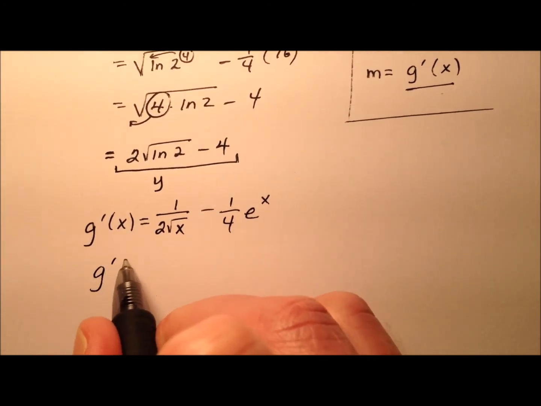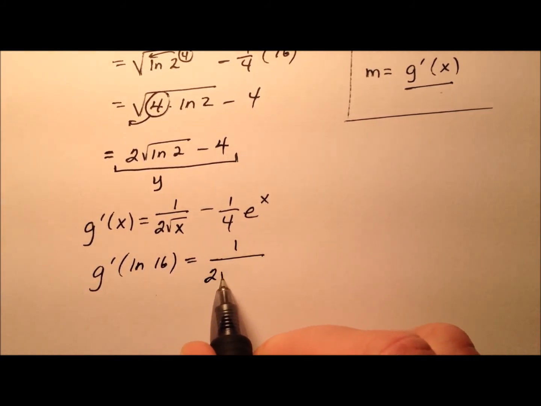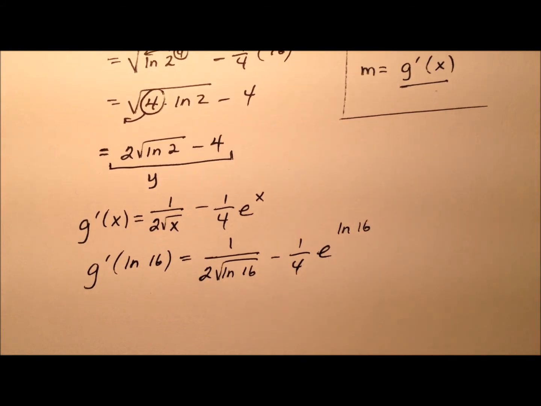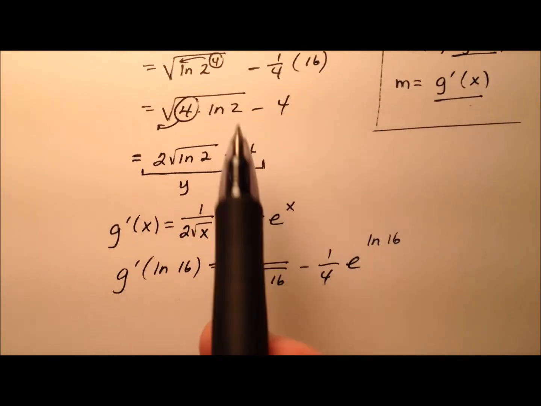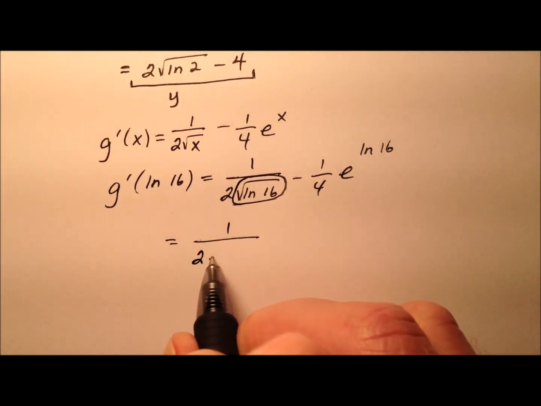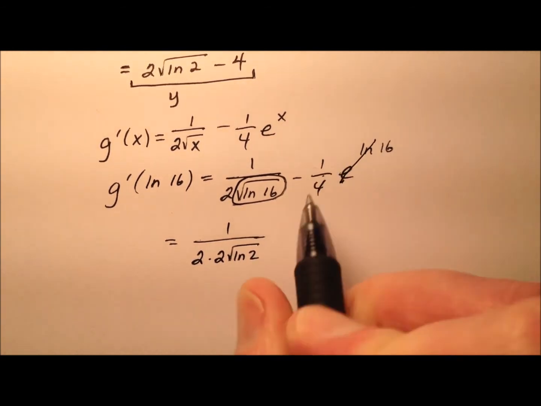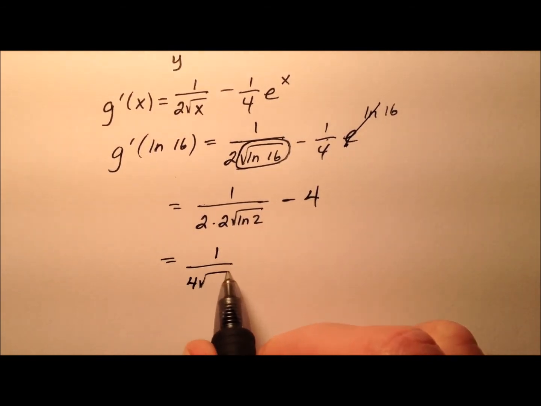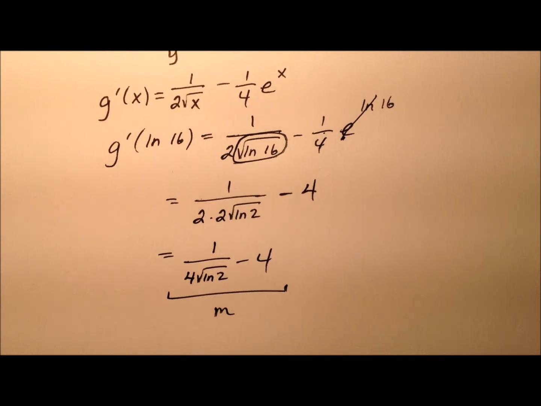So now let's go ahead and plug the ln of 16 into our derivative. So it's 1/2 times the square root of ln of 16 minus 1/4 times e to the ln of 16. Well, you'll see a lot of similarities between this value and our previous value, because the square root of the ln of 16 could be written as 2 times the square root of ln 2, and then 1/4 of e to the ln 16 is still going to be the minus 4 here. So we could say 1/4 times the square root of ln 2 minus 4, and this will be our slope.